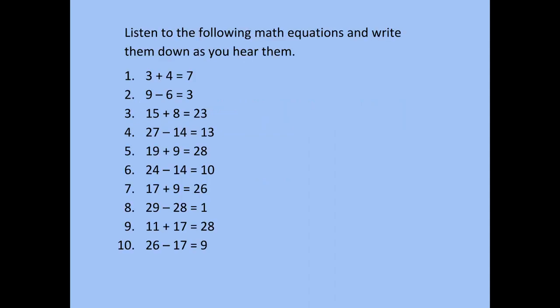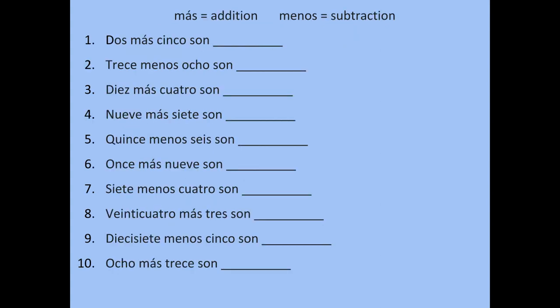So these were the equations as I read them. Go ahead and check your work, see how well you did. Remember, más means more or addition, menos is subtraction, and we're going to use the word son as our equals. So 3 más 4 son 7. If you were to do these equations on your own, see what you could come up with. Go ahead and pause the video, and when you're finished, check your work on the next screen.